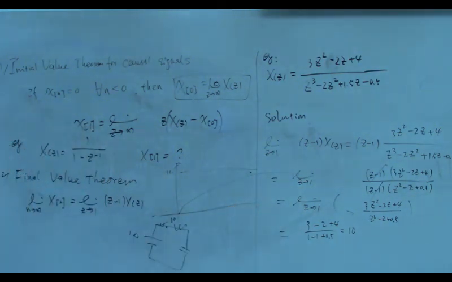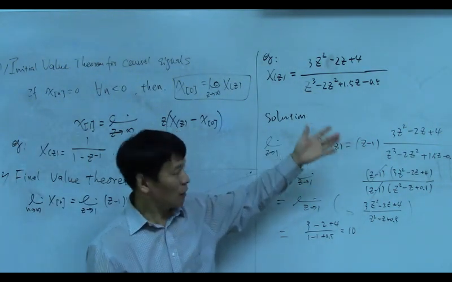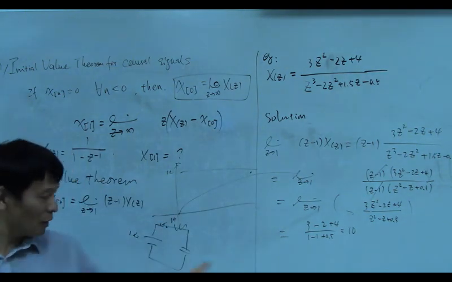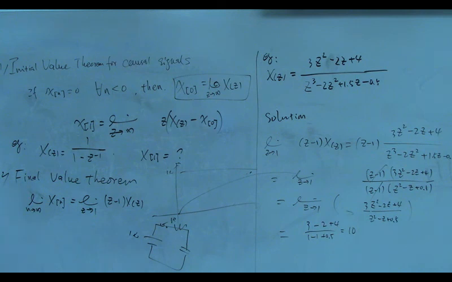So even if we don't know what the system is, if I tell you this is the Z transform of the output, then you can imagine the system looks like this. So that is the purpose of this. Any questions? Okay, thank you. That's it.